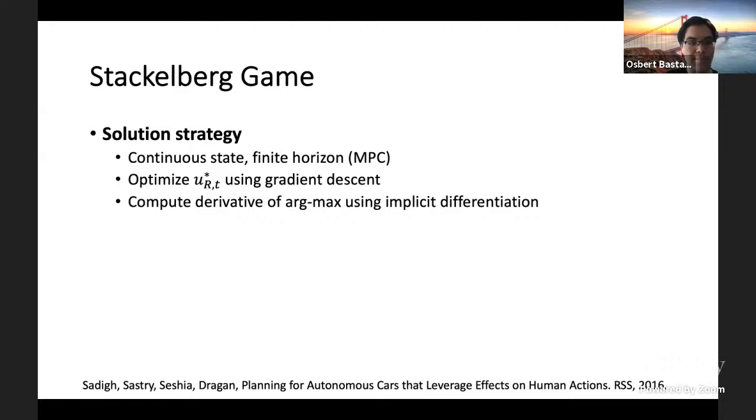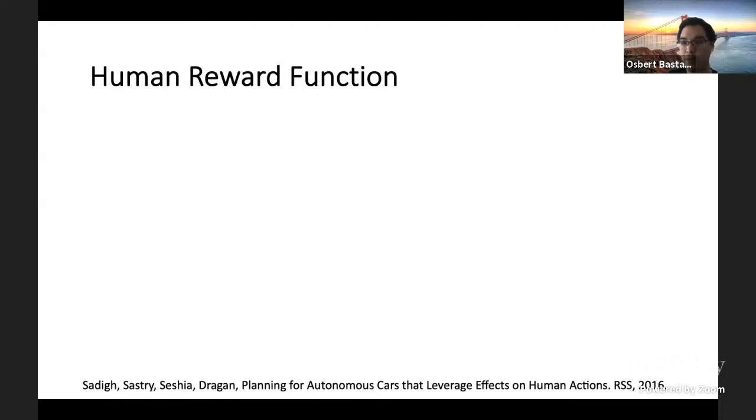Okay, so that's the way they propose to solve the Nash equilibrium strategies. The second challenge is how to deal with the human reward function, which is unknown a priori. And like I said, the basic idea they use is to use inverse reinforcement learning to infer the human reward function from data.